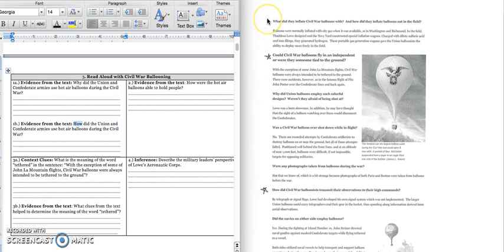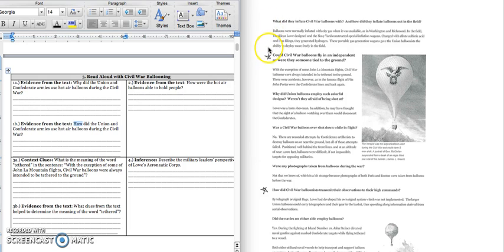What did they inflate the Civil War balloons with, and how did they inflate balloons out in the field? Balloons were normally inflated with city gas when it was available, as in Washington and Richmond. In the field, Thaddeus Lowe designed the Navy Yard constructed special inflation wagons. Charged with dilute sulfuric acid and iron filings, they generated hydrogen. These portable gas generation wagons gave the Union balloonists the ability to deploy more freely in the field.